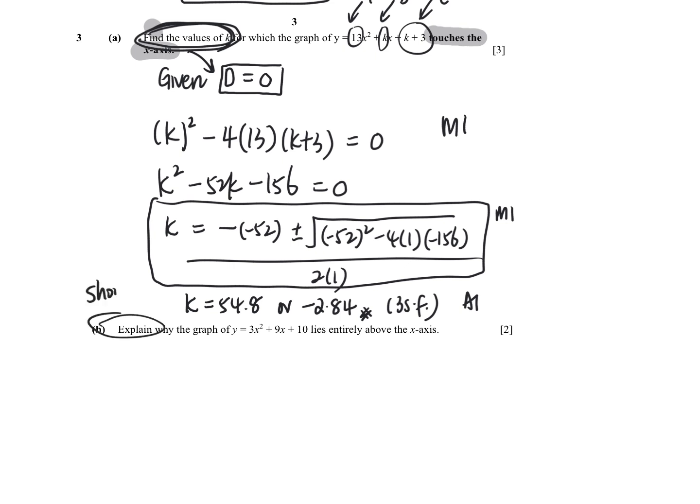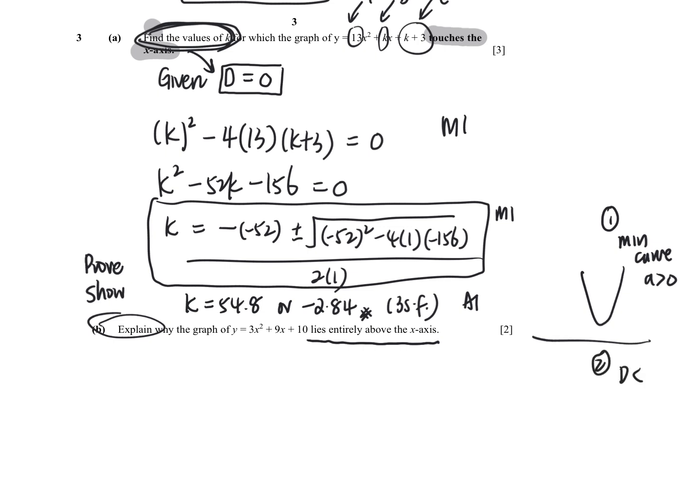This one, explain. Explain, show, prove, all mean the same thing. Means you are supposed to show to me that this is true. So when we say something lies entirely above the x-axis, it must be a minimum curve, which means a must be positive, criteria 1. Second is there is no intersection, so the discriminant must be less than 0. So you are supposed to prove these two to me. Some of you write like that. Then I'm supposed to do my own explanation, is it? You have to show to me how you got these two conclusions.